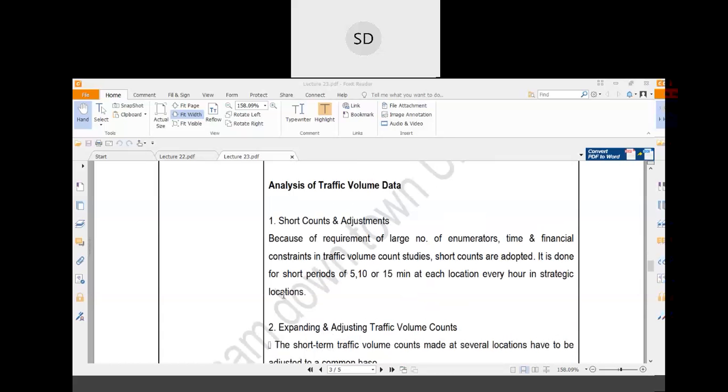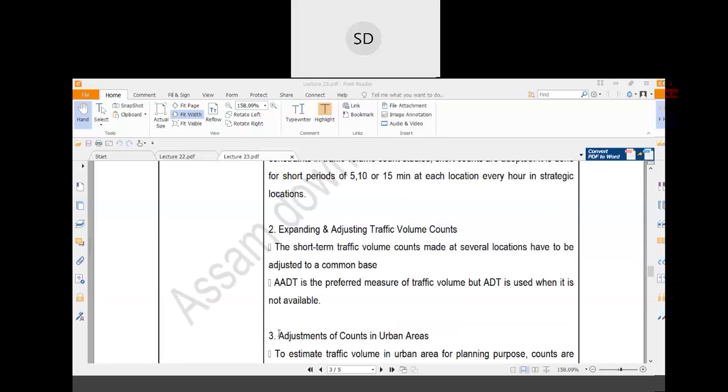Now, analysis of the traffic volume data: short count and adjustment. As we have discussed, for the short count in each and every hour, you will collect the data for 5 minutes, 10 minutes, or 15 minutes, and after that, you will convert this into vehicles per hour data. Then expanding and adjusting traffic volume counts.